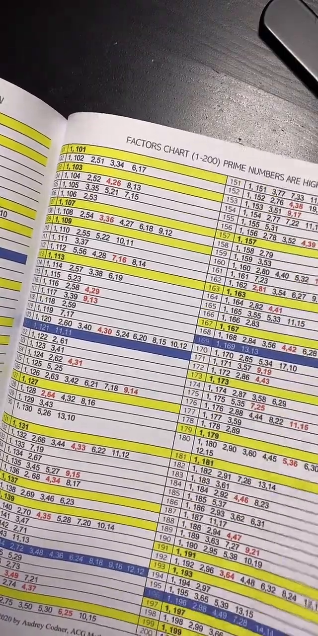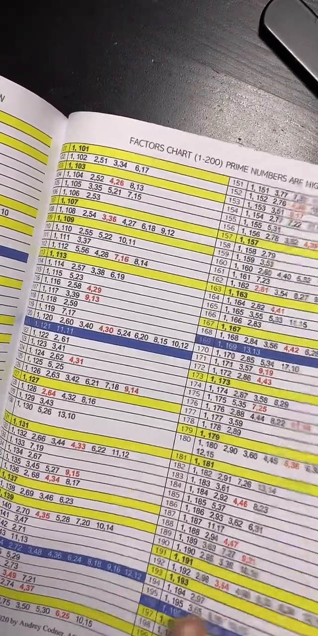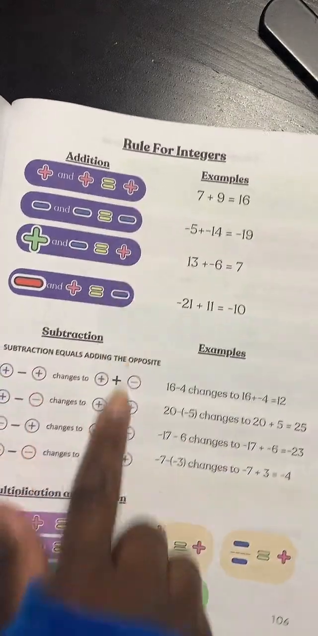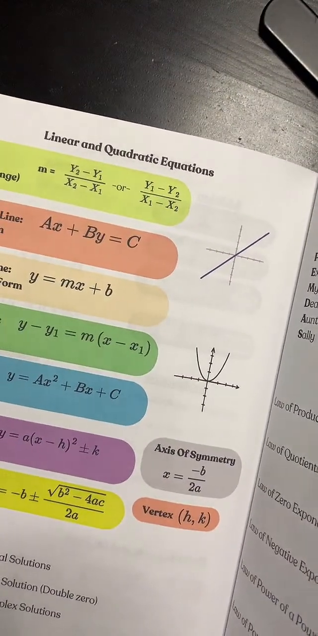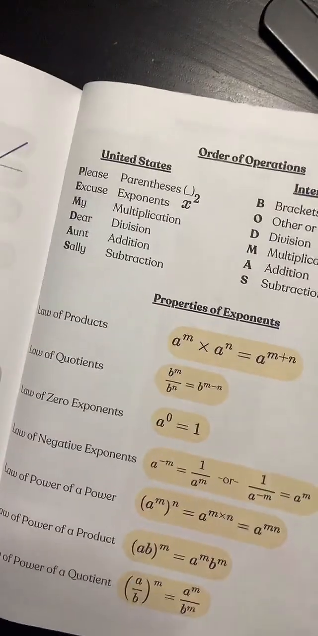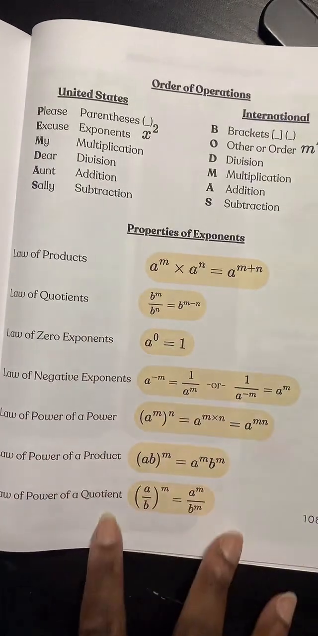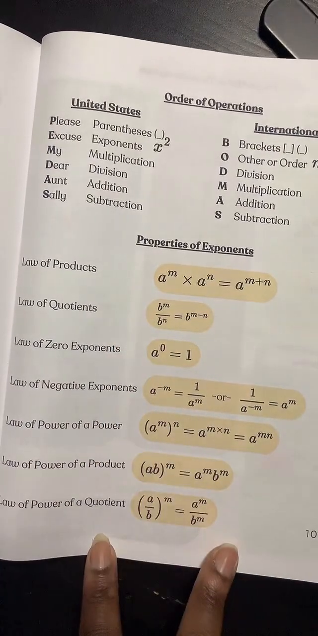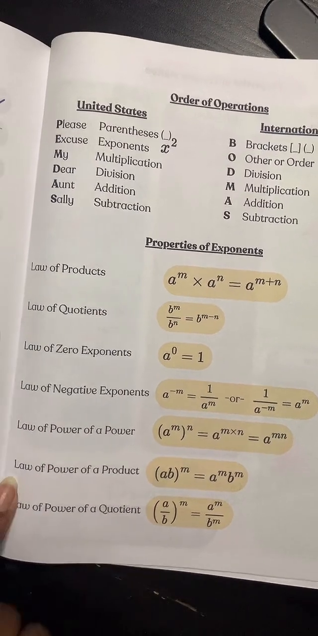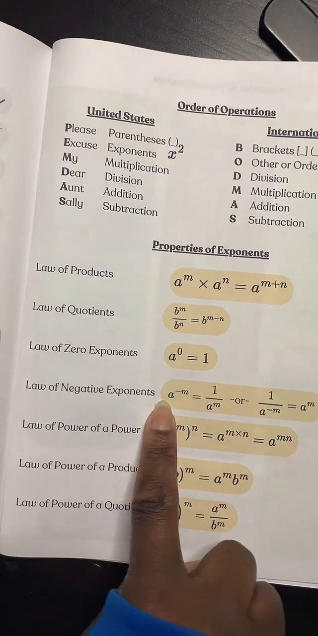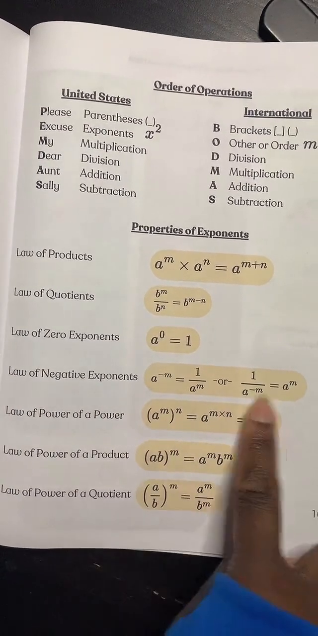All right, if you're not very strong with your multiplication, this really helps out. The rules of integers, also for some word problems. Then we have linear and quadratic equations. Here are the properties of exponents. We were just talking and mentioning some of these, especially when we're dealing with the negative exponents. We did this today. Yeah, we did.